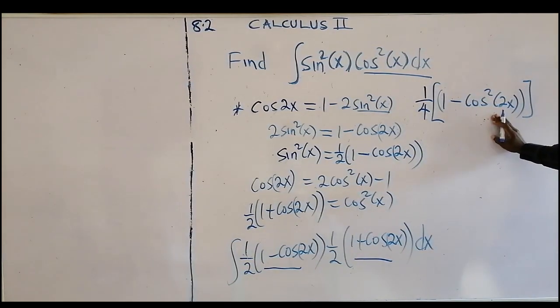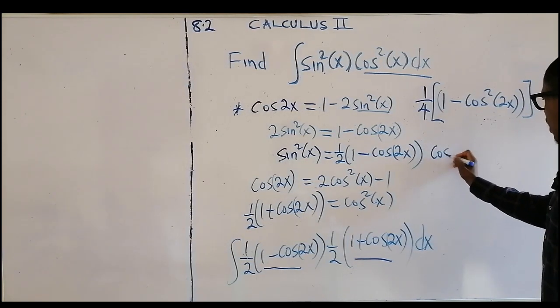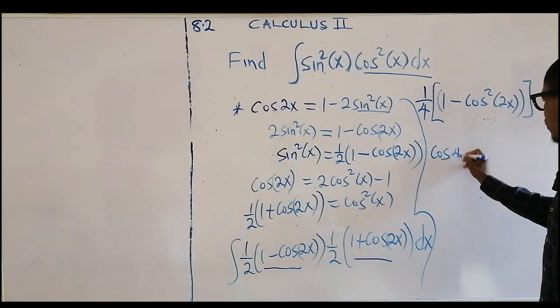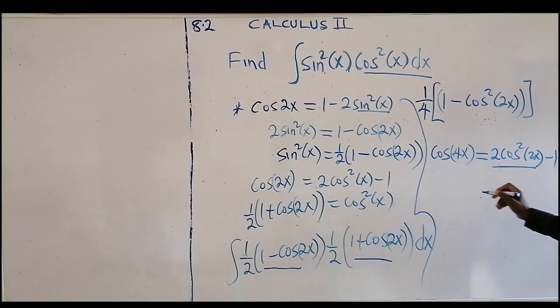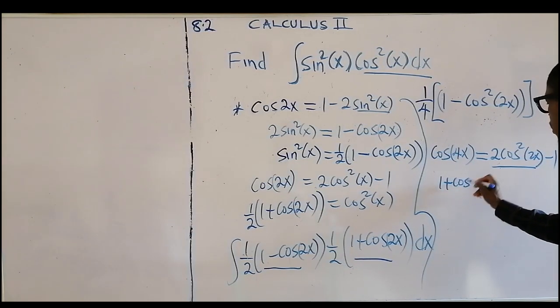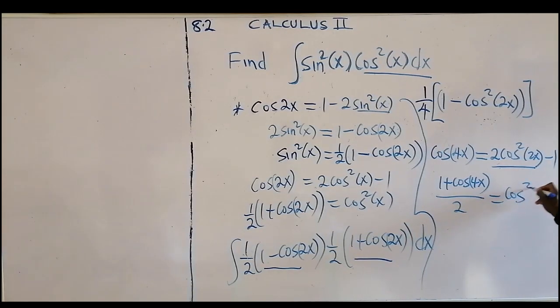Then we can do something here also. We can use this identity: cos 4x is equal to 2 cos²2x minus 1. So this is a half angle, okay? That's what we are using. Then you can make this the subject, and that will be 1 plus cos 4x over 2 equals cos²2x. So I can go back here and substitute for this.